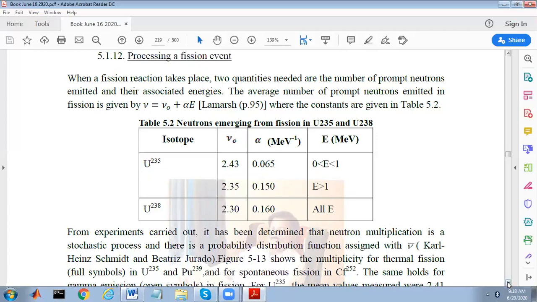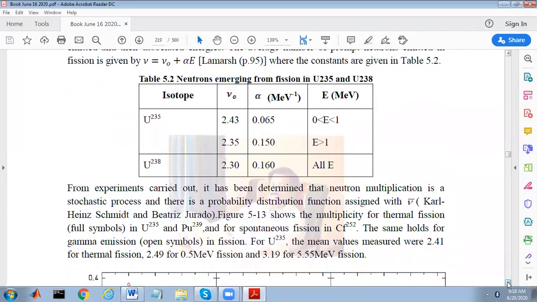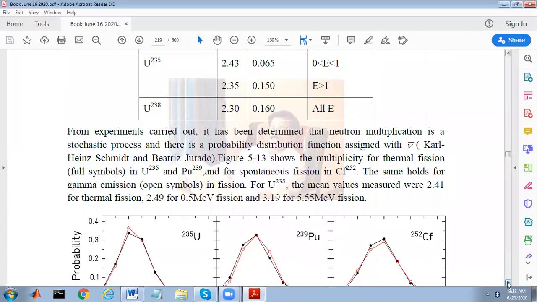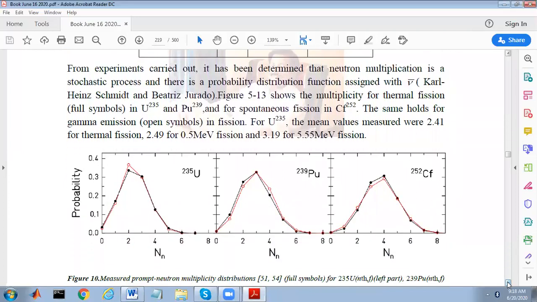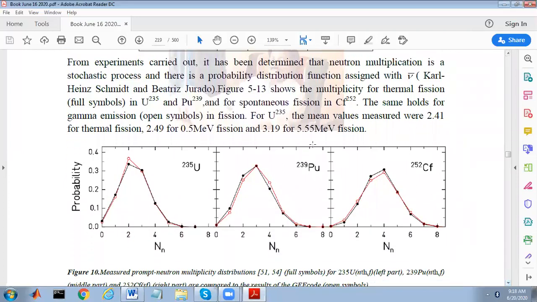Now let me show you from a research paper by Schmidt and Jurado some actual experiments that were conducted to determine the neutron multiplication and to actually show that it really is a stochastic process, which means that every time you do an experiment, you do not get the same number of neutrons.